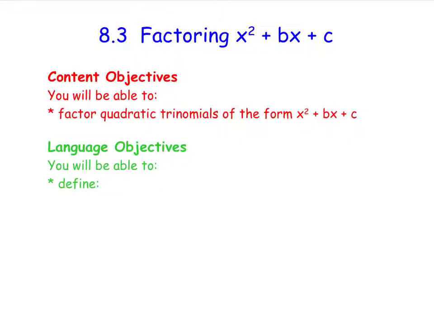Hi everybody, we're going to keep with Chapter 8. Now we're going to talk about factoring a trinomial. And this is a basic trinomial, so I'll teach you a shortcut and it'll be really easy. You'll be able to factor quadratic trinomials in the form x squared plus bx plus c.